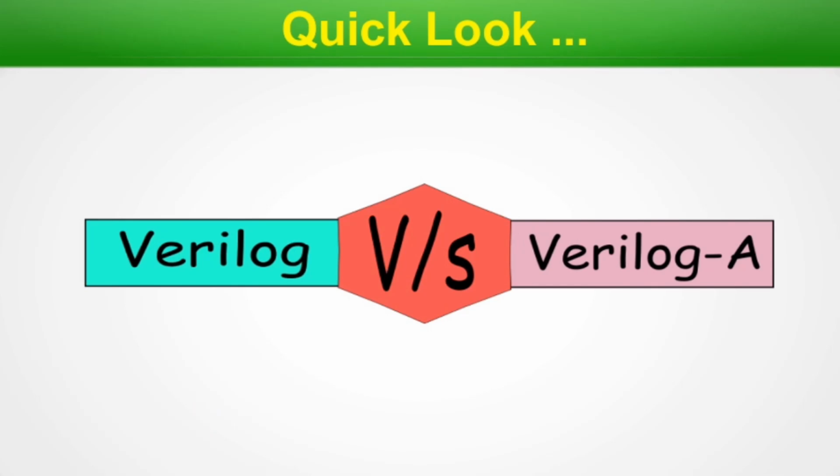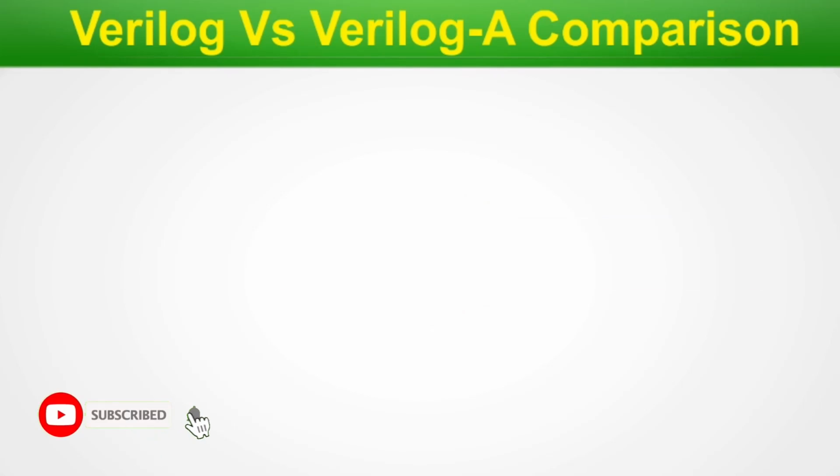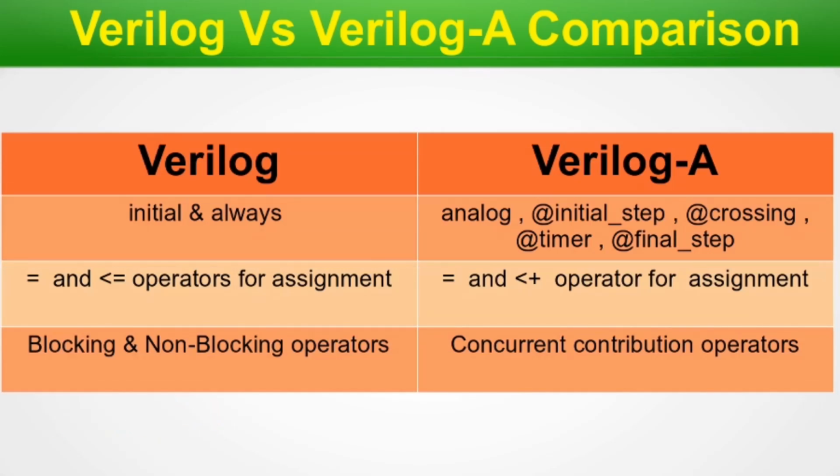Guys, so far in the last 2 episodes, we have talked about Verilog-A, and I assume that you already know Verilog. So we can give a side-by-side comparison of a few things where we find similarity as well as contrast between Verilog and Verilog-A. In this table, Verilog has initial and always blocks, and similarly Verilog-A has the analog block, which we came across in our last episodes. There are a few other things like initial step, cross, timer, and final step, which we will discuss today.